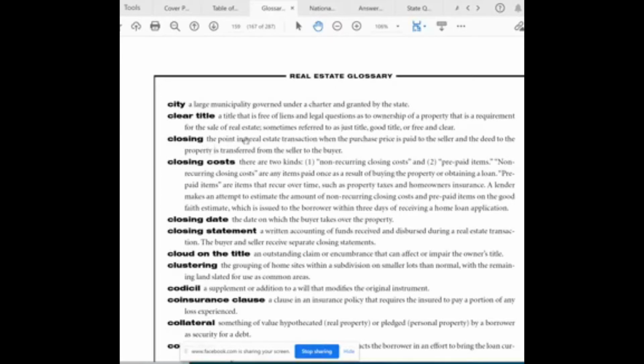Closing. The point in a real estate transaction when the purchase price is paid to the seller and the deed to the property is transferred, conveyed. So get those two words, conveyed, transferred, from the seller to the buyer. So the seller is actually alienating.